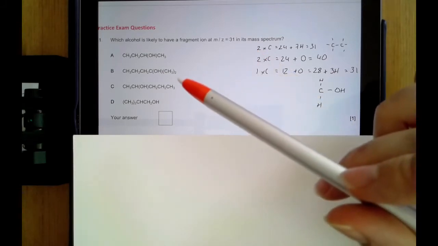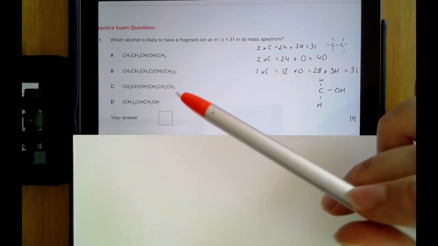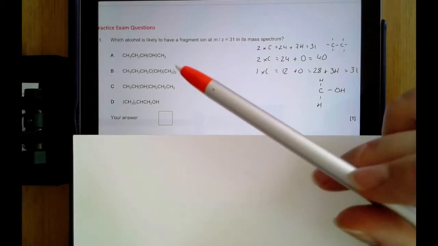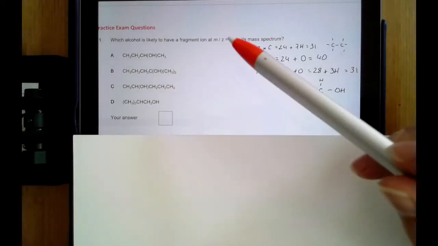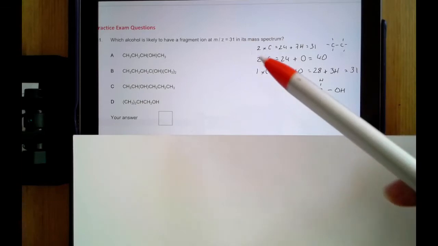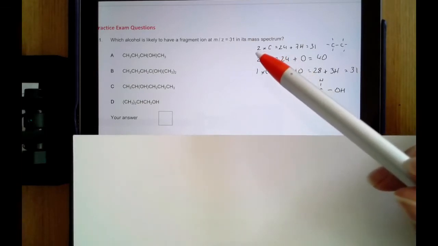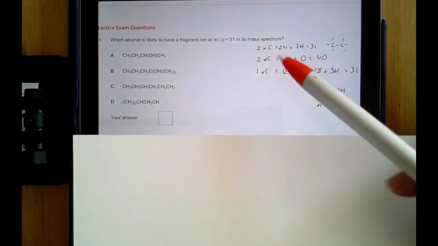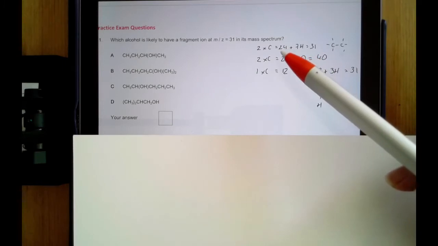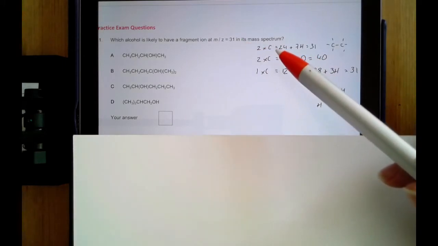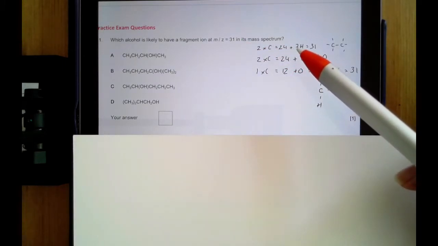So the only atoms I've got in each of these alcohols are carbons, hydrogens and oxygens, and I need to work out a fragment that's going to have a mass of exactly 31. So I started off here by maybe trying to include 2 carbons. Okay, so if I had 2 carbons in my fragment, each with a mass of 12, I would have a total mass of 24 for my 2 carbons. In order to bring that up to 31, I would then need to include 7 hydrogens.